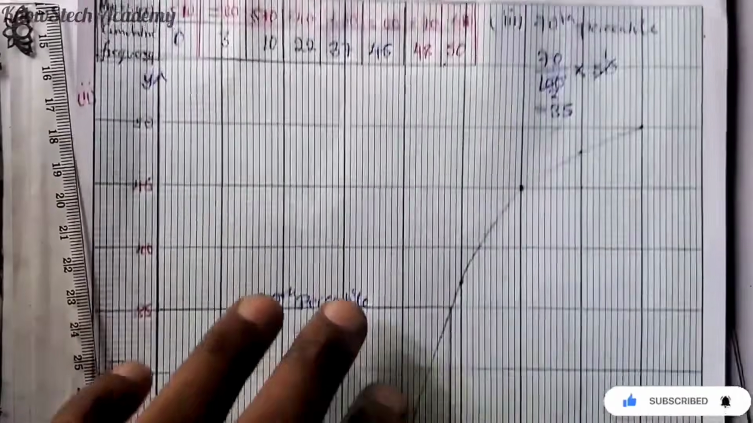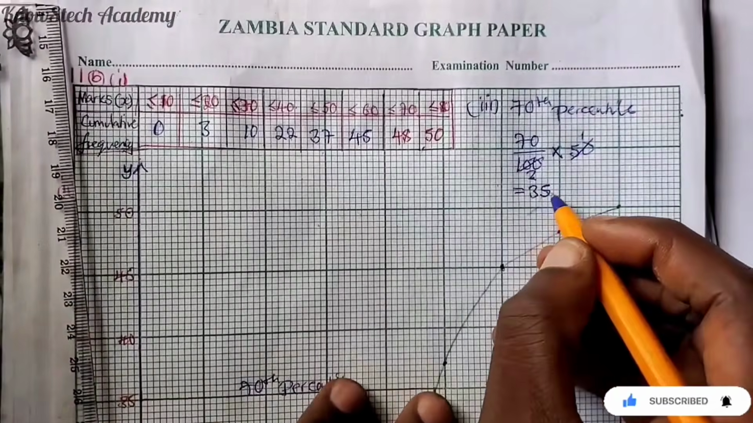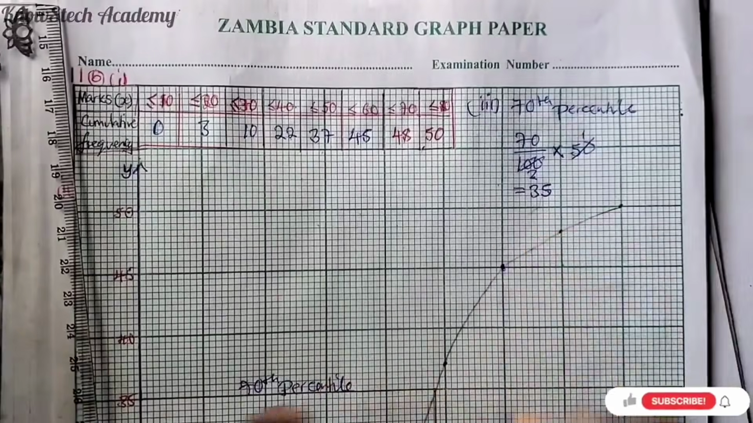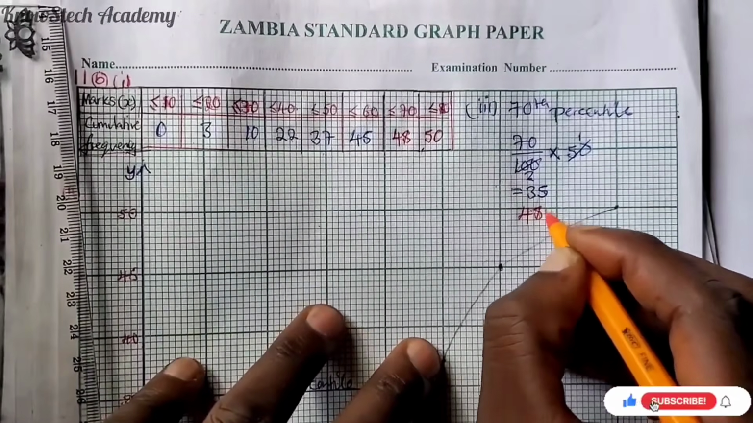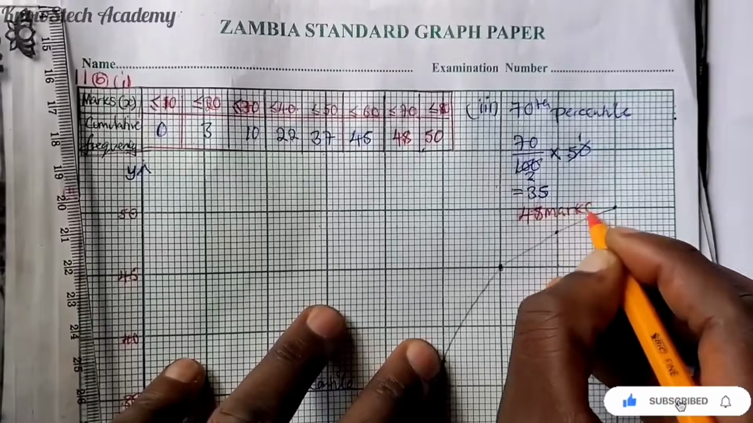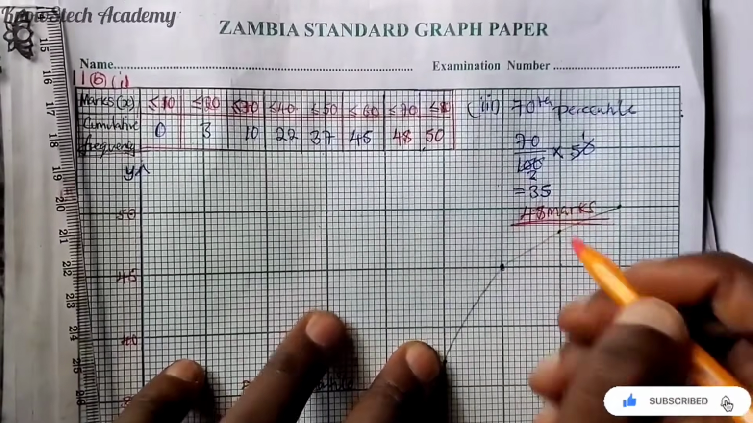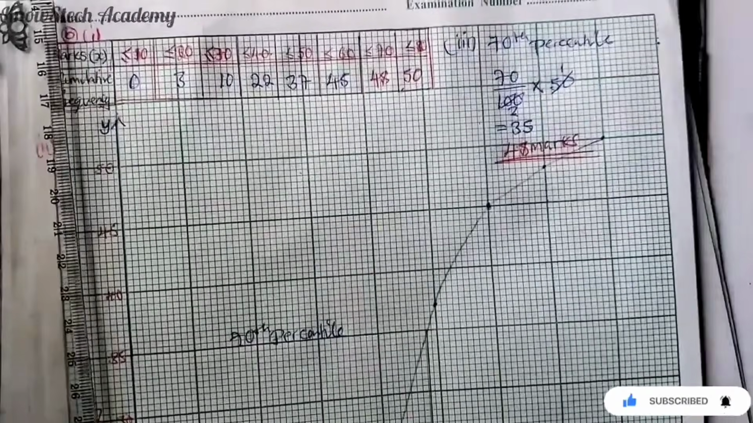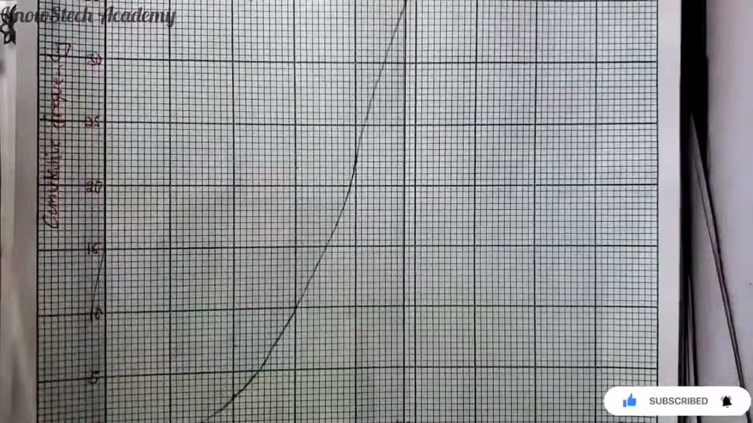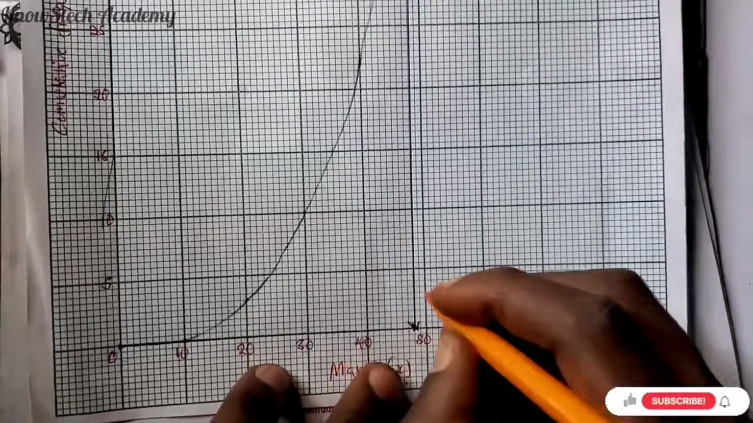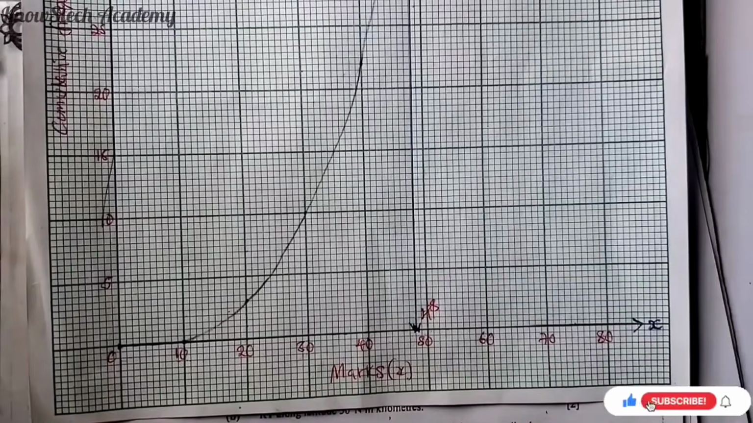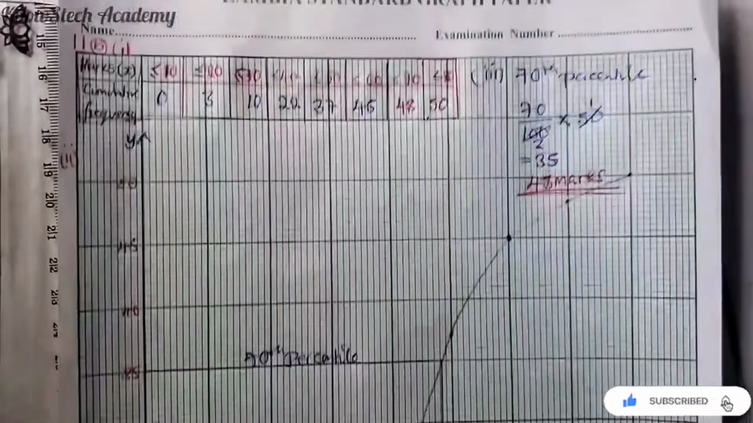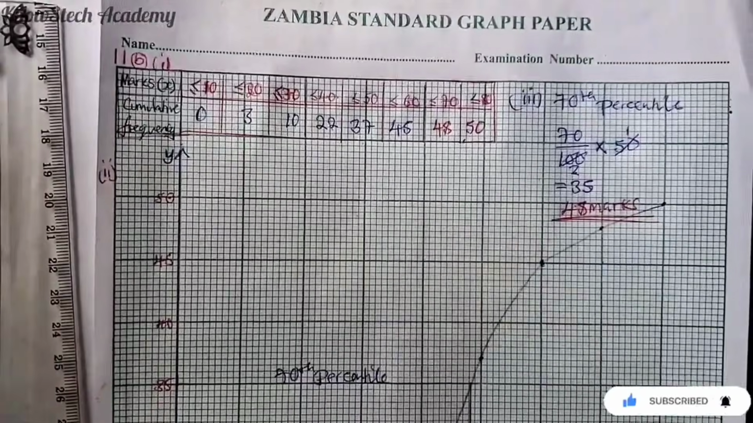So you can come to your graph here and write 48 marks. The 70th percentile is 48 marks, because here it is giving us 48. Okay, so that's it to this video on statistics, which came in 2024 GCE.